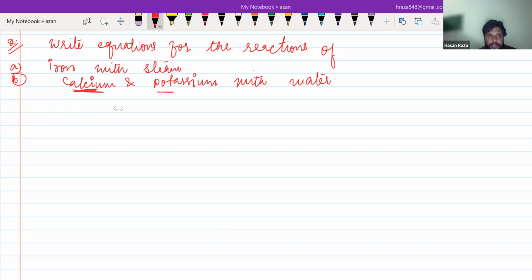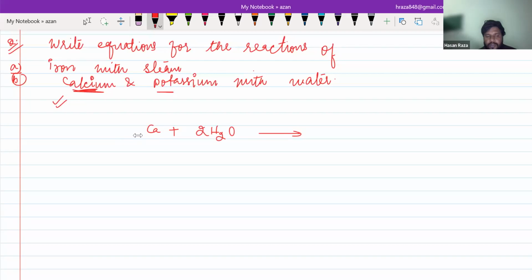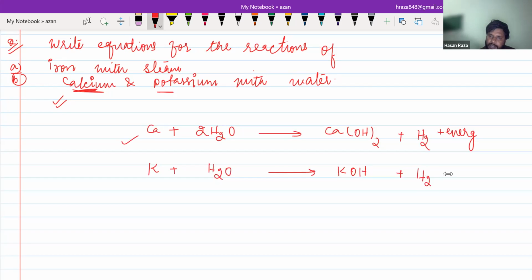Are you done with the calcium? Calcium is also easy, sir. I'm not able to do it. See, calcium also reacts with water to form calcium hydroxide and H2, and you just need to balance it along with energy, in the same way as potassium reacts with water and forms KOH as well as H2 plus energy. How you are going to balance it depends on you. You already know how to balance it, right?